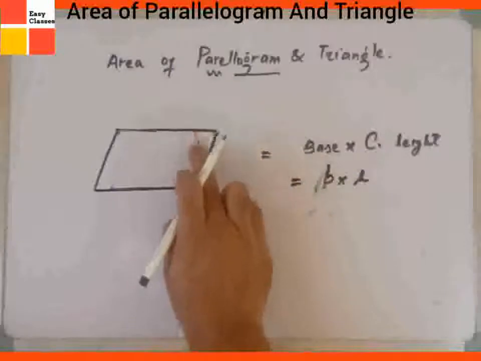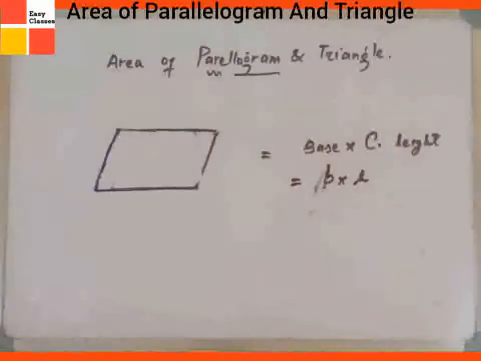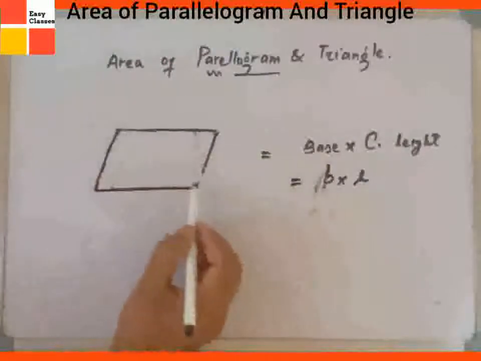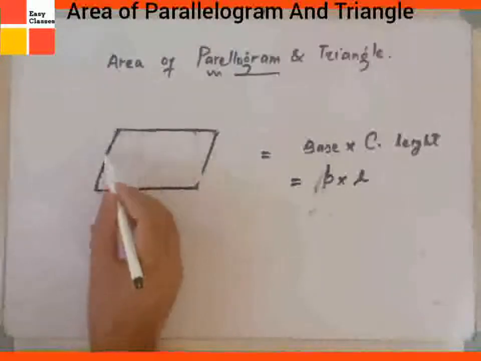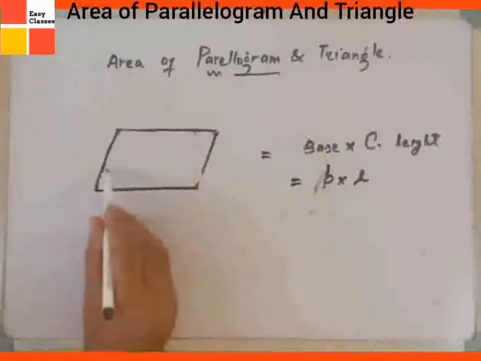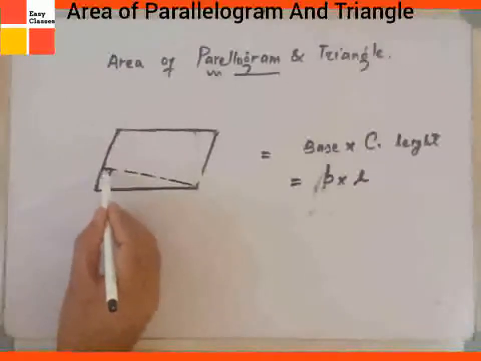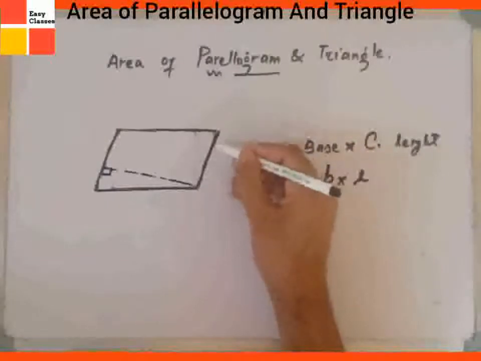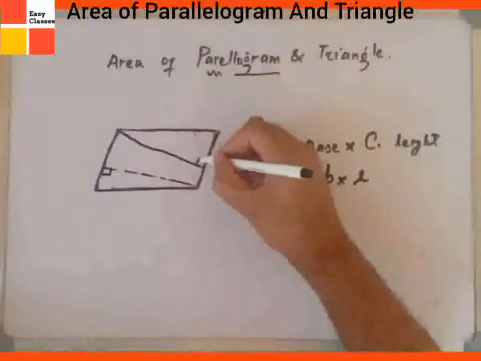Okay, if this is the base, for example, then its height will be... the perpendicular should be on this side itself, okay, so that is called the corresponding base. So this is a corresponding base, corresponding height, right? Now if this is the base, then the corresponding height will be this, right?